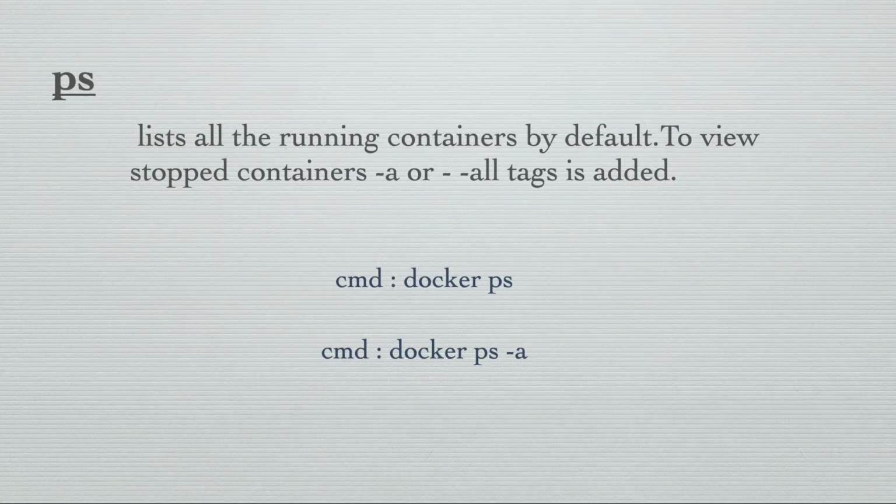If you want to see the containers which we have just stopped and those were running earlier, then we have to use the -a tag along with the docker ps command, so that it will list out all the stopped containers as well. So let's see.